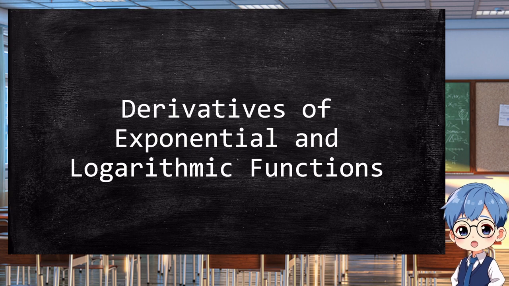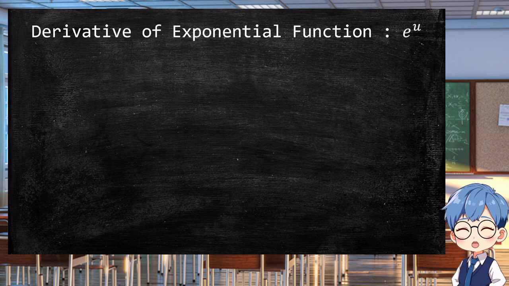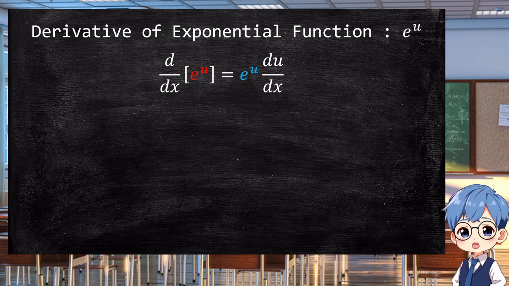Let's start with one of the most powerful functions in calculus, the natural exponential function, e to the power of u. This is unique. The derivative of e to the power of u is just e to the power of u, times, of course, the derivative of our exponent with respect to x. It stays the same, no changes.